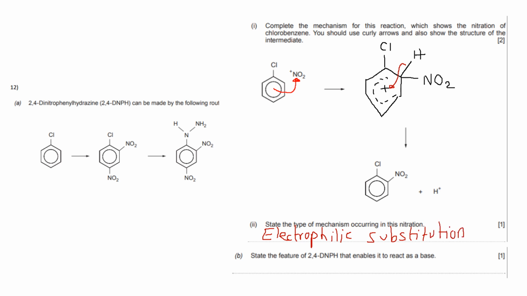And state the feature of 2,4-DNPH that enables it to react as a base. It's the lone pair of electrons on the nitrogen, on the NH2 group. So it's the lone pair of electrons on the nitrogen.